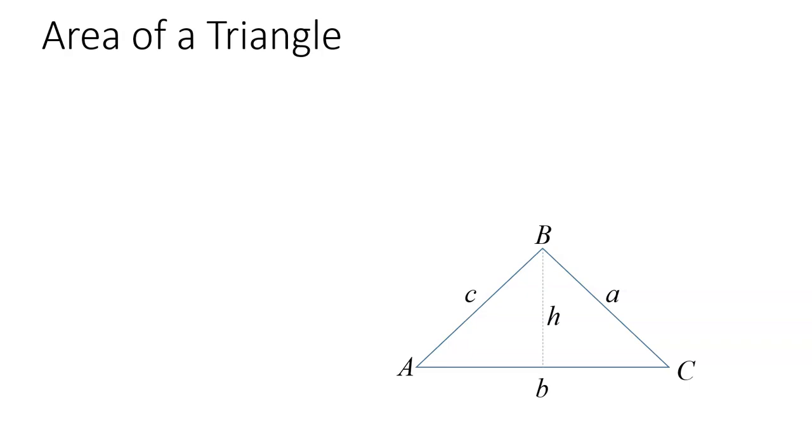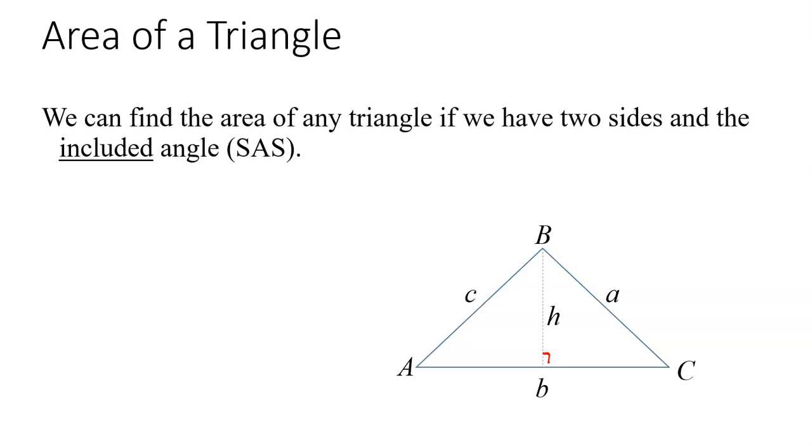Well, let's look at the area of a triangle. Okay, basic information about area of a triangle. If this thing is a right angle, remember the height of a triangle goes from the vertex perpendicular to the base. We know the area of a triangle is 1/2 base times height. So here's the base, here's the height, 1/2 base times height. So if you have two sides and the included angle, you can find the area of any triangle. How do we do that?